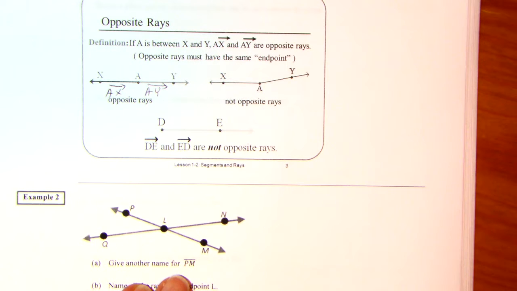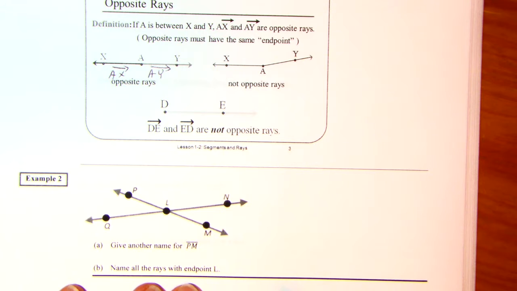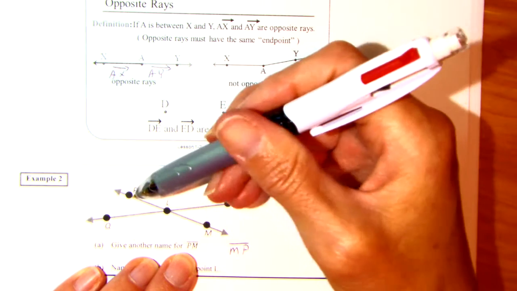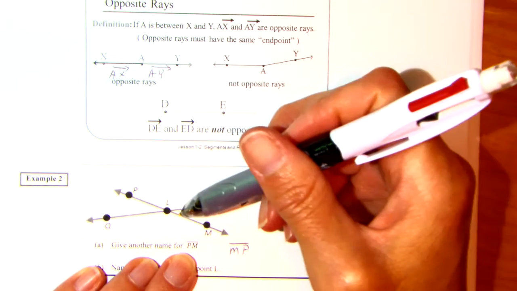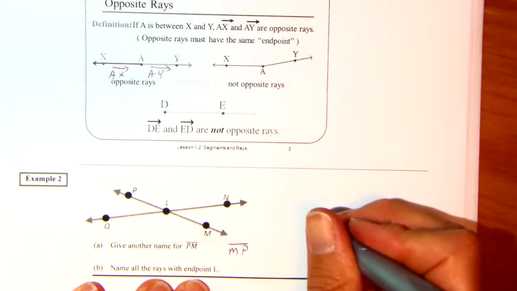All right. So how about this? Example 2. Give another name for segment PM. Segment MP. You can't say PL because PM will have a certain length and PL is a little bit shorter. It won't include the points in this part. Name all the rays with endpoint L.